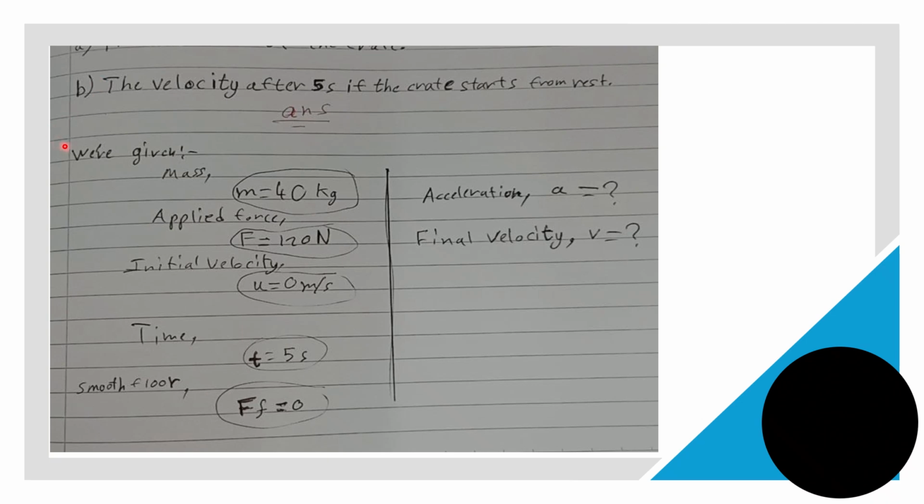Looking at what we're given, the mass, which is 40 kilograms, and the applied force, 120 Newton. Again, since the object starts from rest, the initial velocity will be 0 meter per second, and the time, as we're given, is 5 seconds. Since there's no friction, a smooth floor, there's no friction force. We are required to get the acceleration and the final velocity. Those two.